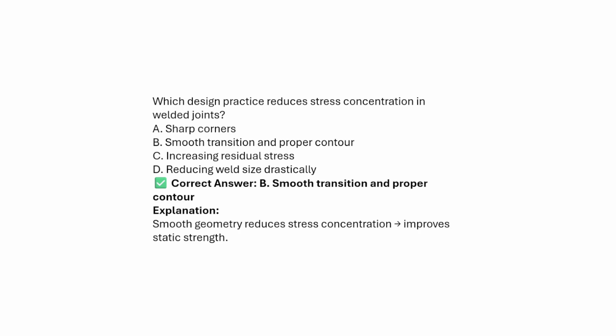Which design practice reduces the stress concentration in weld joints? Sharp corners, smooth transition and proper contours, increasing the residual stresses, or reducing the weld size drastically. So the answer will be smooth transition and proper contour. The smooth geometry reduces the stress concentration and improves the static strength.